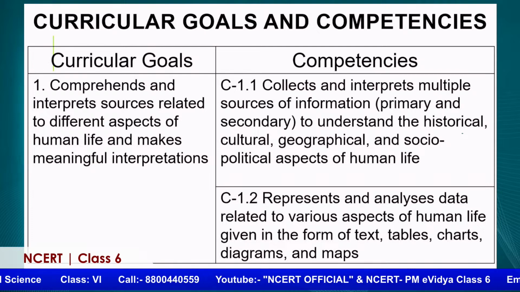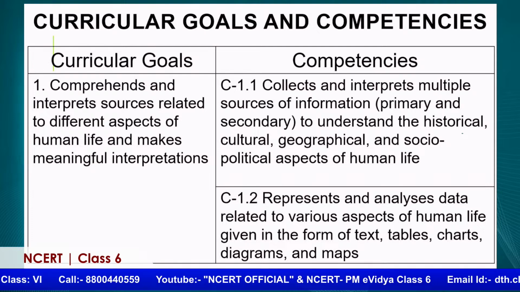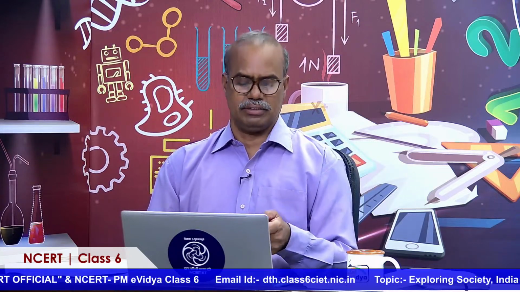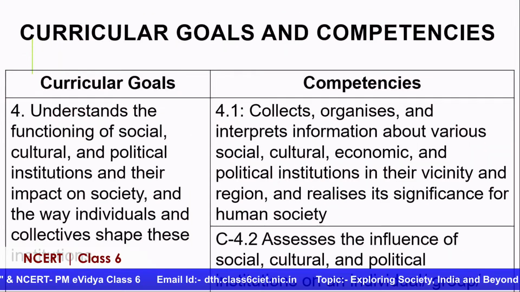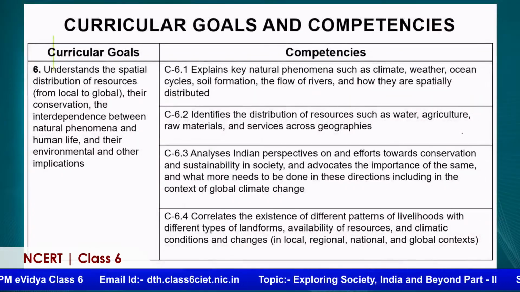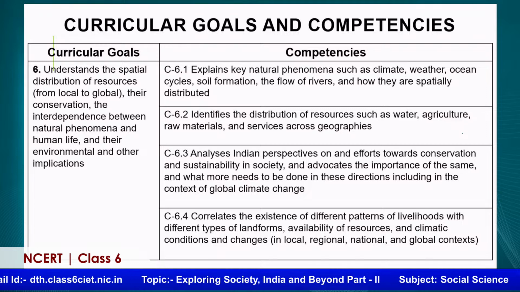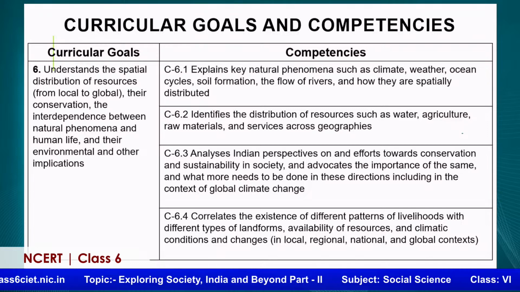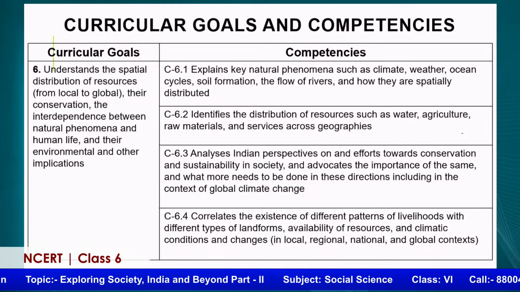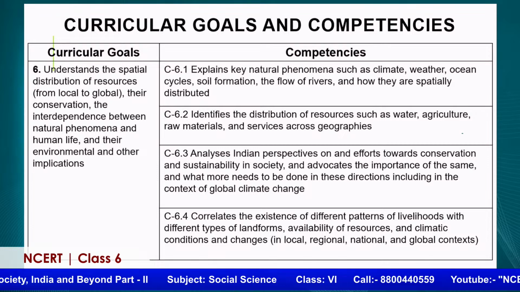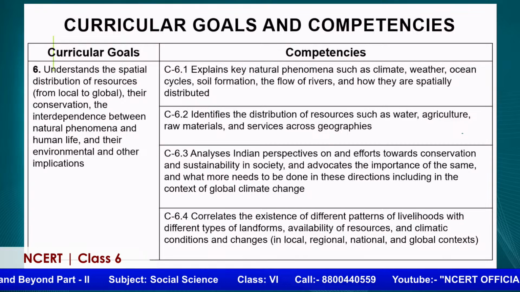I'm sure you have books with you, and if you have the book, let me give you an example of how these competencies are integrated in the textbook. So let me go to curricular goal 6. You can look at the screen. This curricular goal is relatively lengthy, and it is about understanding the spatial distribution of resources and their conservation. There are competencies listed here: C 6.1, 6.2, 6.3, 6.4.